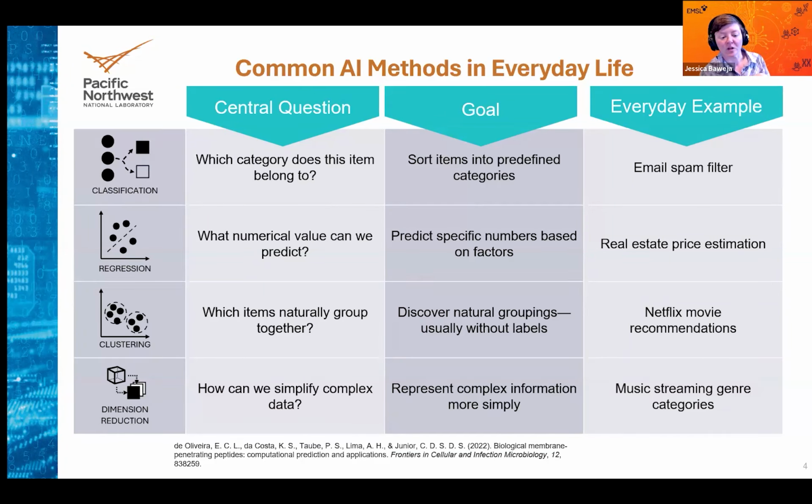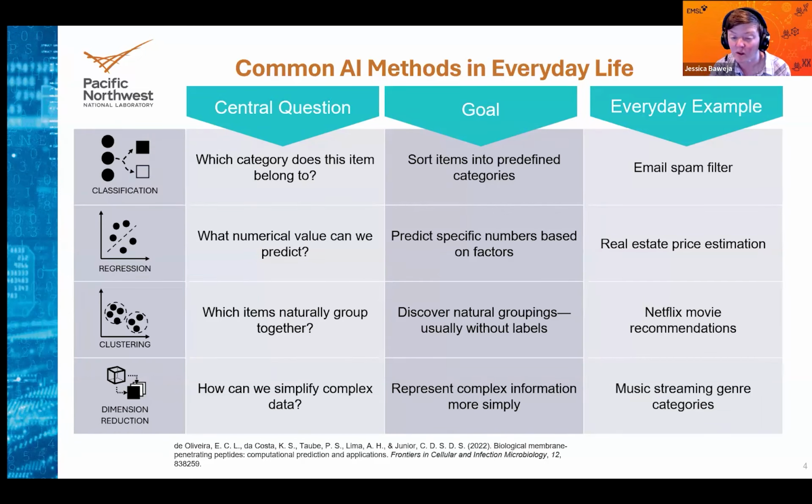And then finally, dimension reduction is again commonly an unsupervised technique where we're trying to represent really complex information more simply. And all of us that use Spotify have encountered this, where it's kind of creating a genre, for example, based off of all of the kinds of music that's out there.